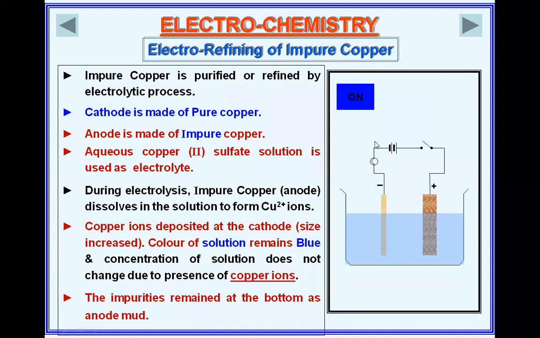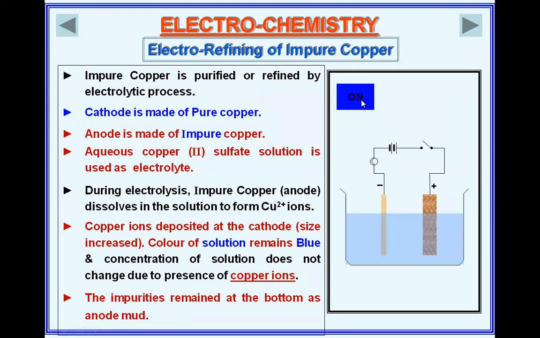Before the reaction, the thick copper anode dissolves in the solution and the thin copper electrode increases in mass and size. Before the reaction, the color of the solution is blue and after the reaction it remains blue due to the presence of copper ions in the solution. Now, see it again.